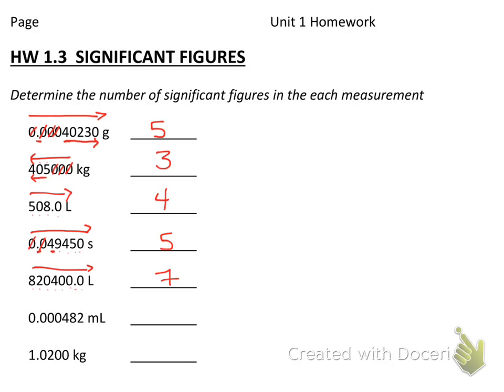Next one, we do have a decimal point present. First non-zero number is a 4. So I'm going to get rid of these zeros. So it's present. I'm going to go from left to right. First non-zero number, I have 4, and I have 3 significant figures. Last problem for identifying the number of significant figures. Decimal point is present, and so first non-zero number, we go left to right. We have 1, 2, 3, 4, and 5 significant figures.